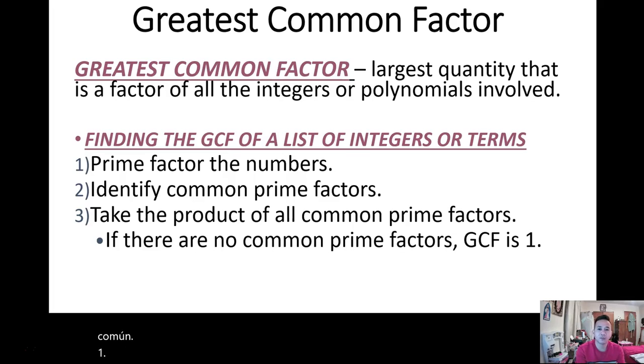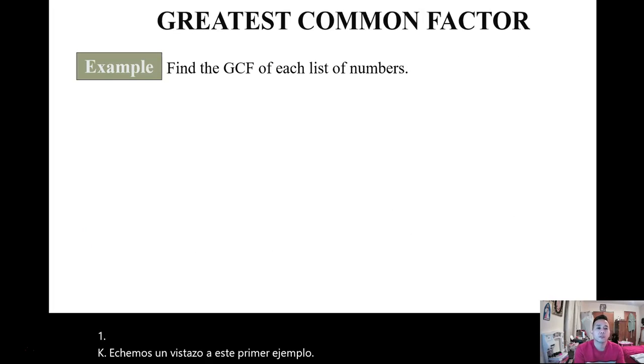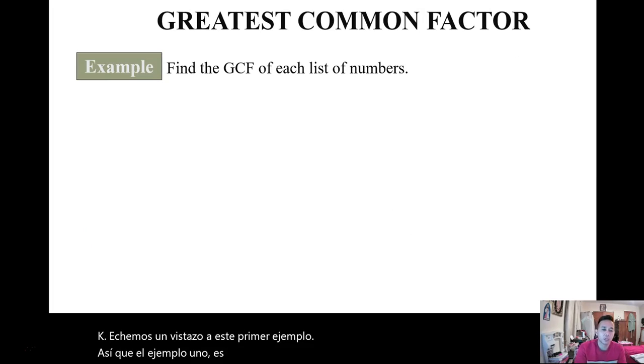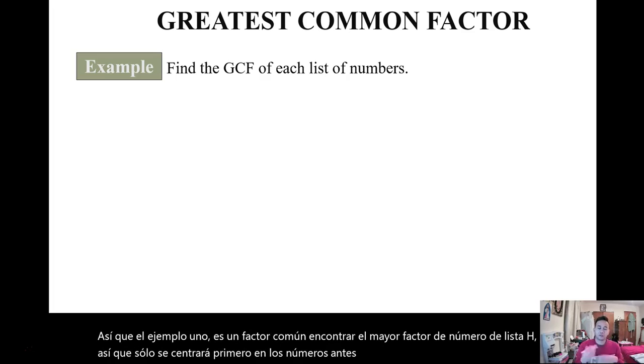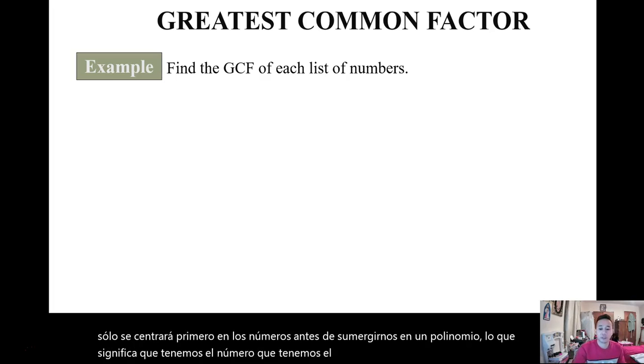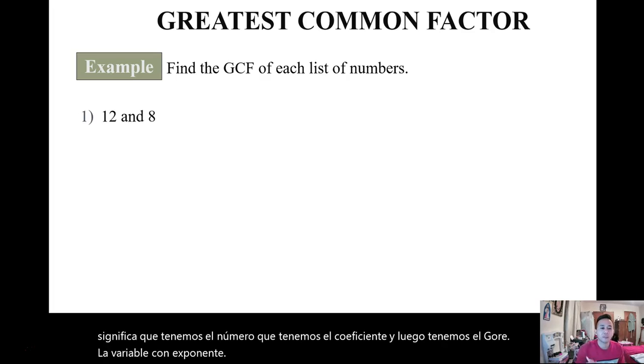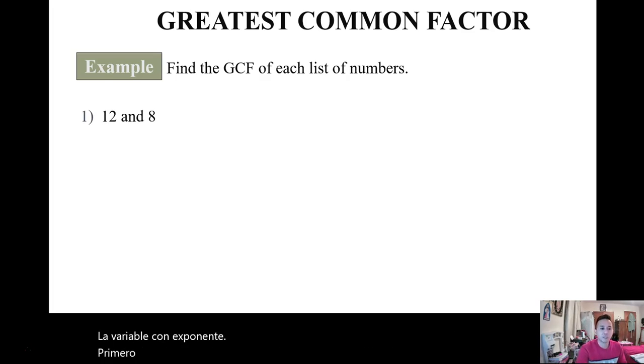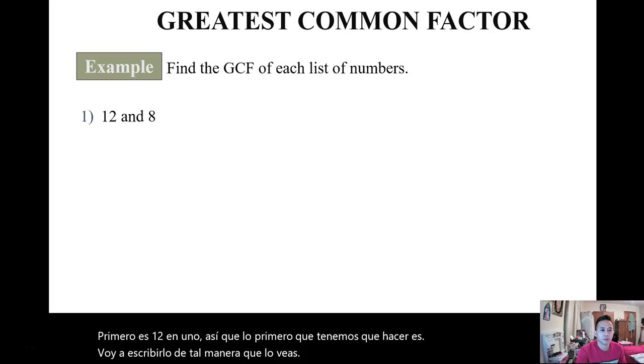Okay, let's take a look at this first example. Example 1: find the greatest common factor of each list of numbers. We'll focus first on numbers before we dive into polynomials, meaning we have the number, the coefficient, and then the variable with the exponent. First is 12 and 8. So the first thing we have to do is write it in such a way that you will see. I'll just use a pen here.